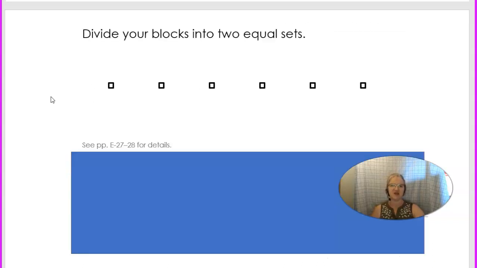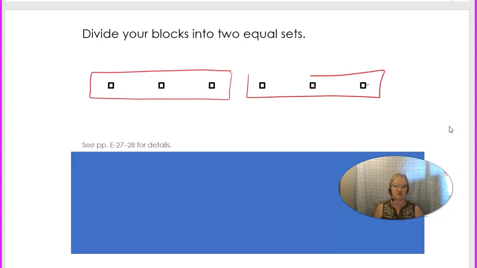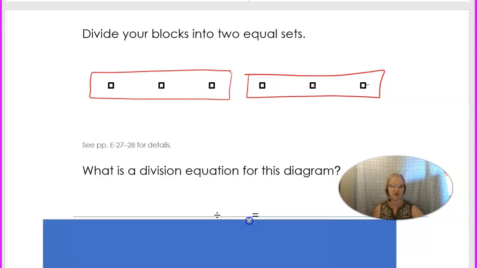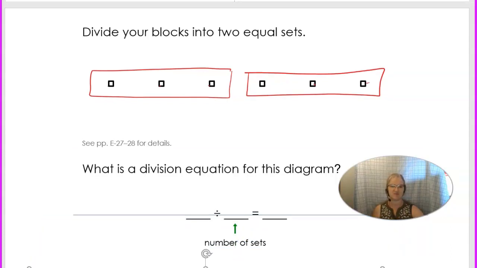So let's start by dividing these blocks into two equal sets. We have 6 blocks, so if we divide them into two equal sets, we're going to divide them into two groups of 3. So what is a division equation that we could write for this diagram? Well, we started out with 6 blocks. We divided them into two equal sets. That's what it says down here. Number of sets is 2. And we got 3 things in each set.